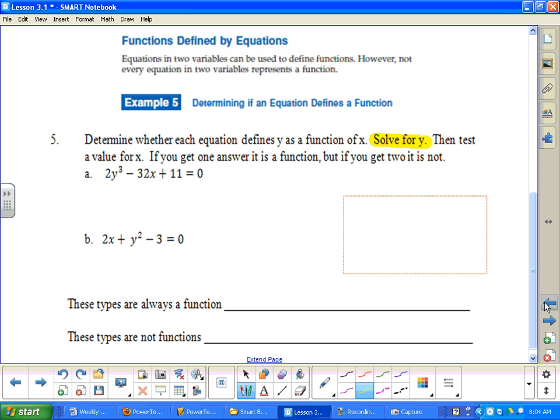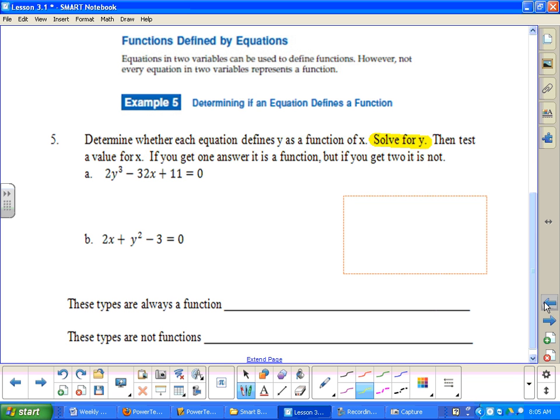Okay, now example 5 says determine whether each equation defines y as a function of x. So what you have to do is you have to solve for y. Then you can test the value for x. If you get one answer, it is a function, but if you get 2, it's not. So when would I get 2 answers? When you have to factor it, okay? You would get 2 answers.